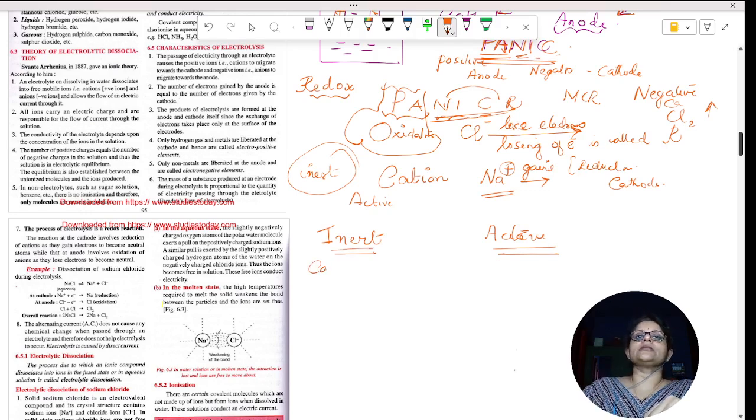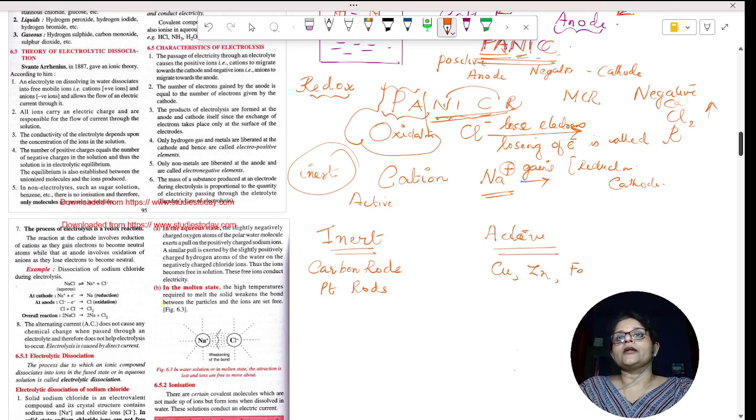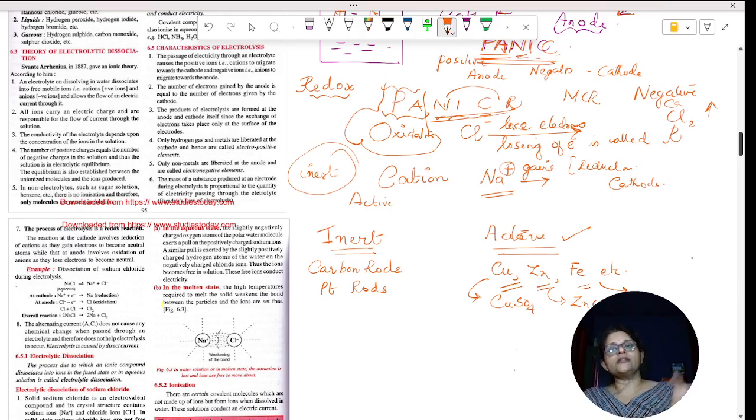So inert electrodes, for example, are carbon rods or platinum rods, which do not take much part in the reaction. Active electrodes are electrodes like copper, zinc, iron, etc. Okay, when does it get active? When the electrolyte is made of salts. Only in the active case, only the metal with which it is made undergoes oxidation and reduction.